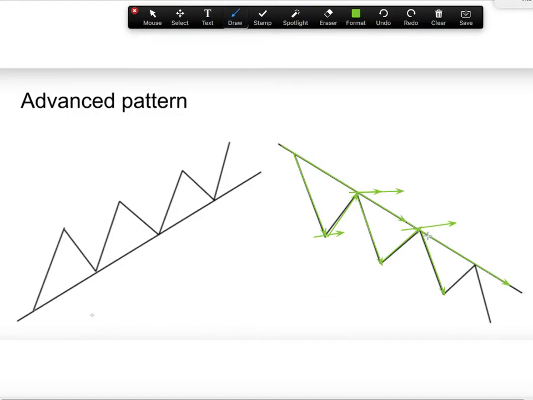Remember, this is very, very important. In a downtrend, you connect the highs. In an uptrend, you connect the lows. Please don't forget, very, very important.